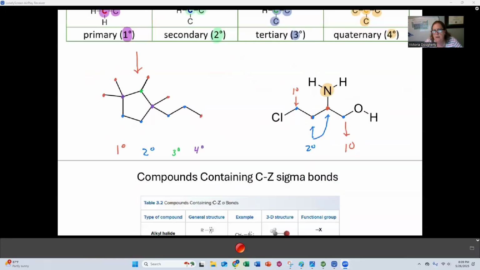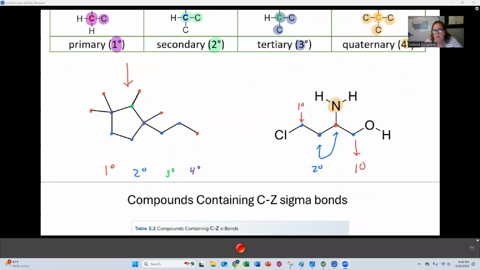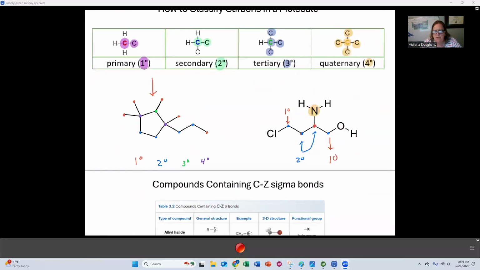And so when we're talking about the type of carbon it is, primary, secondary, tertiary, quaternary, we're only talking about how many carbons it's attached to. All right, and so it's important that you understand that distinction.